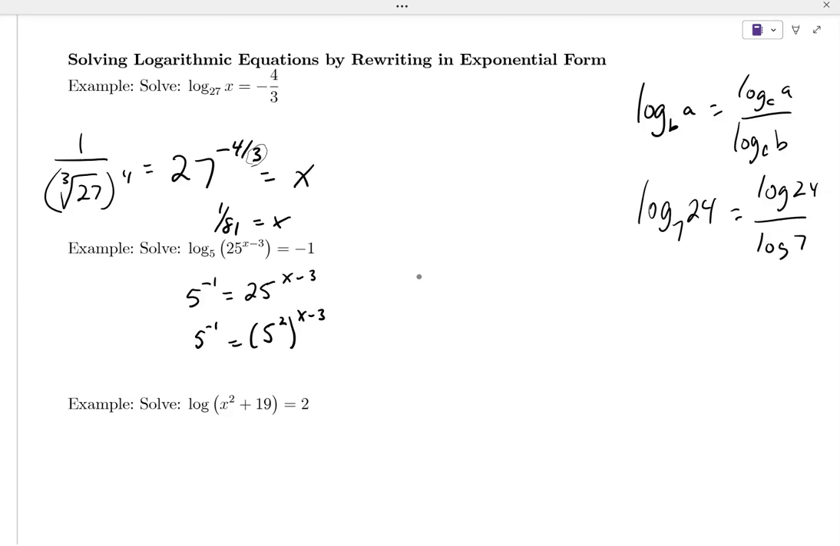And now on the right-hand side, what do you do with the exponents? You multiply them. So what do you get when you multiply those two exponents together? 2x minus 6, good. And now that we have the same base on both sides, what can we do?